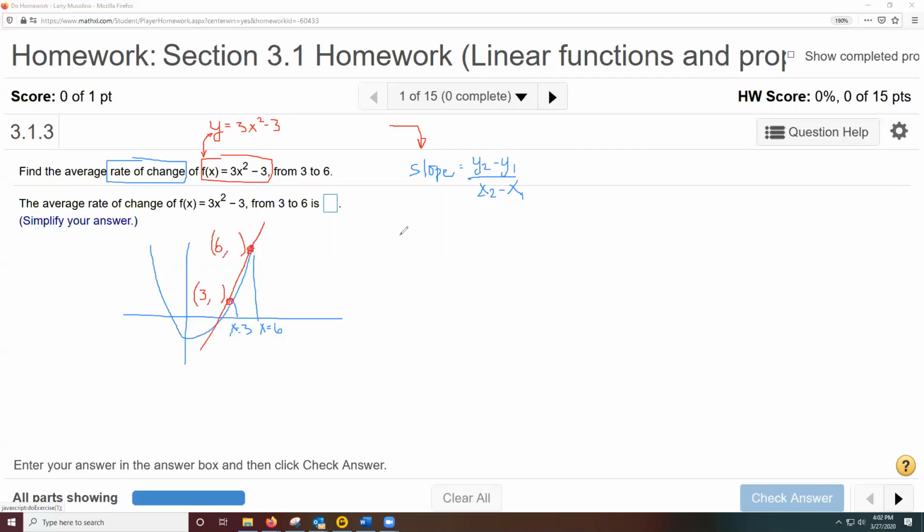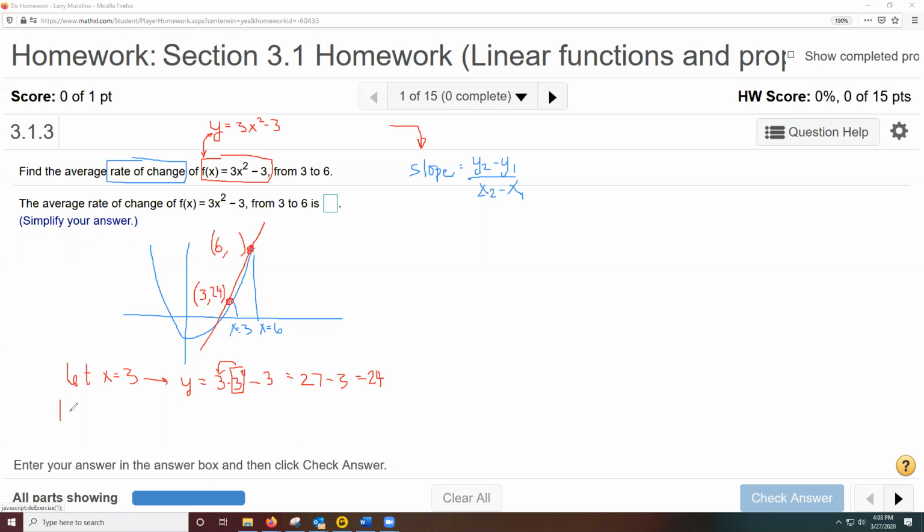All right, well, let me go ahead and figure out the y values then. If I let x equal 3, then I want to figure out the y value. So y equals 3 times 3 squared minus 3. Well, 3 squared is 9. 9 times 3 is 27. So this is going to be 27 subtract 3, which is 24. Okay, so I know the y value here is 24.